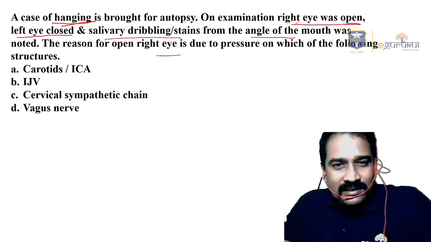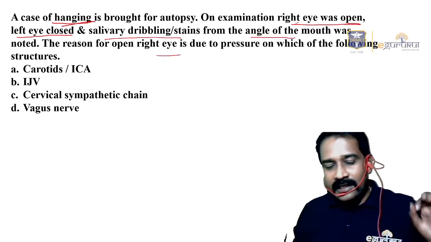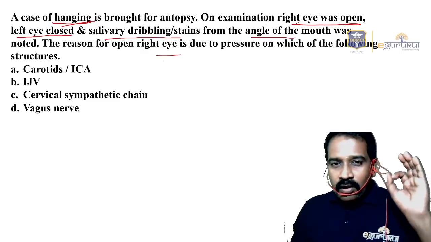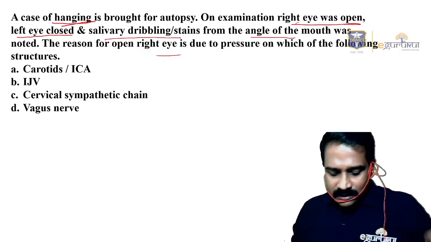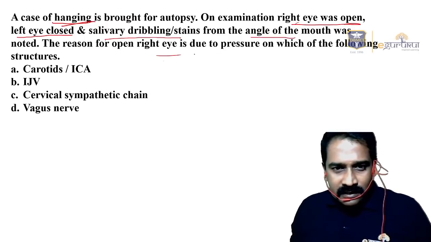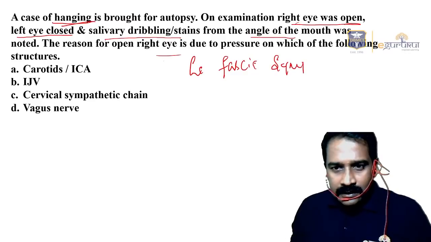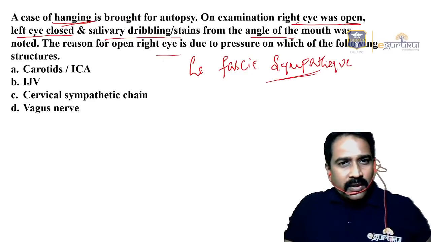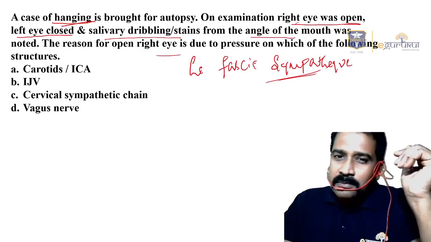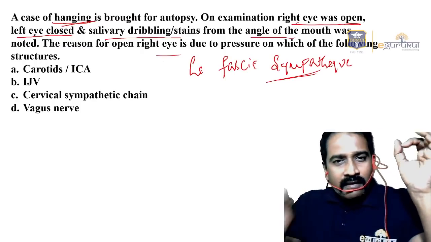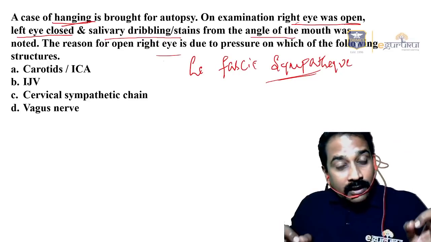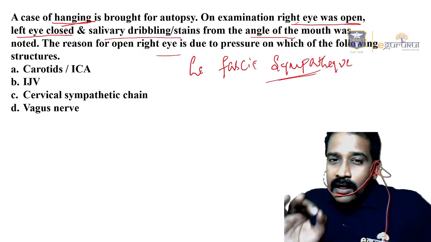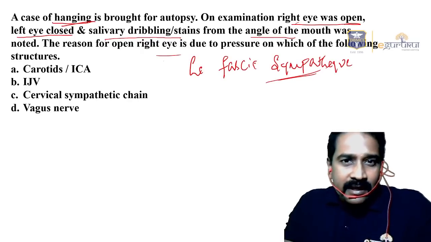So this is a phenomenon wherein, in a case of hanging, one eye is open and the other eye is closed. This is referred to as leaf faciae sympathicae. So what is this due to? Leaf faciae sympathicae is due to the ligature material or the knot of the ligature material compressing upon the cervical ganglia.